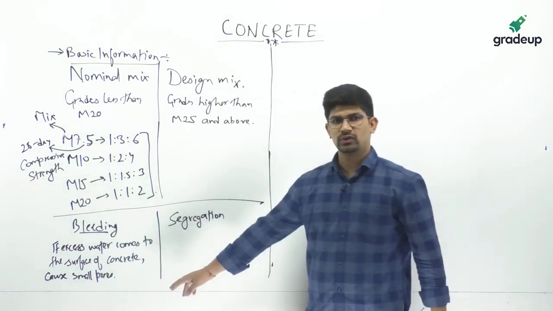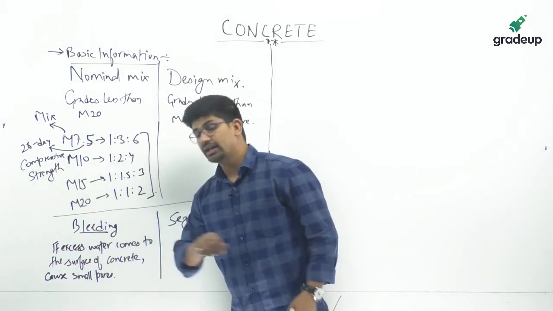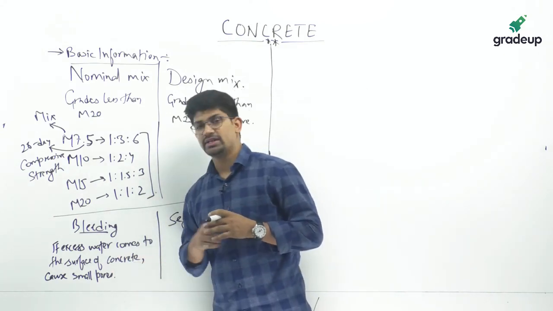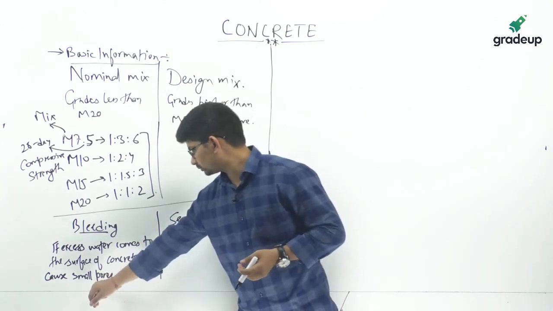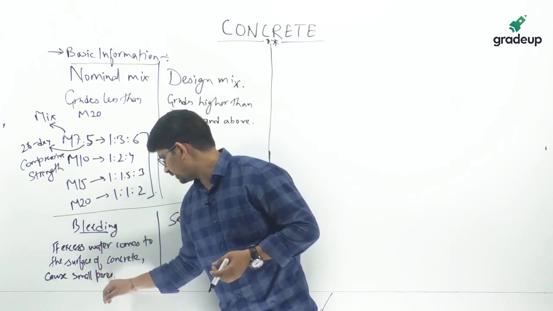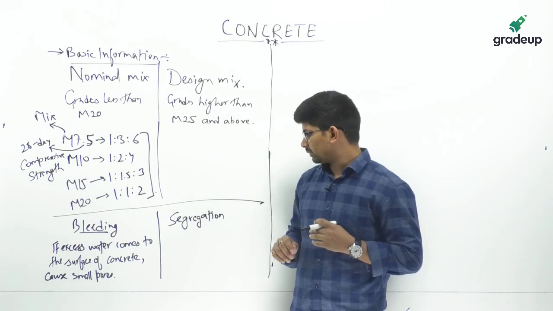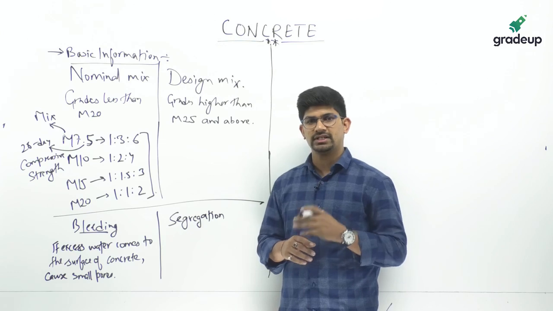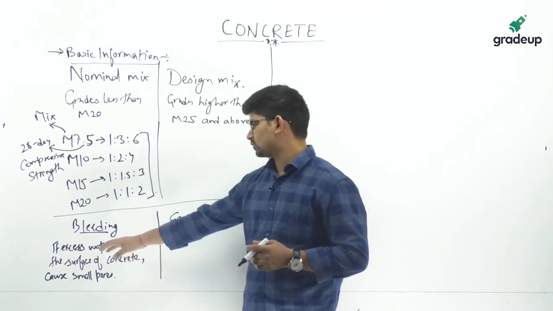Okay, and these pores will reduce the load carrying capacity, because these will leave voids in the concrete volume. So when the load is applied, due to the voids, the load carrying capacity is decreased and the concrete may fail. So in bleeding, excess water comes to the surface.